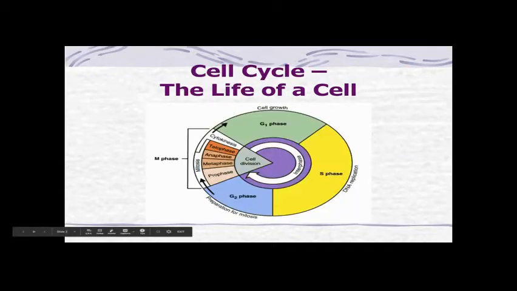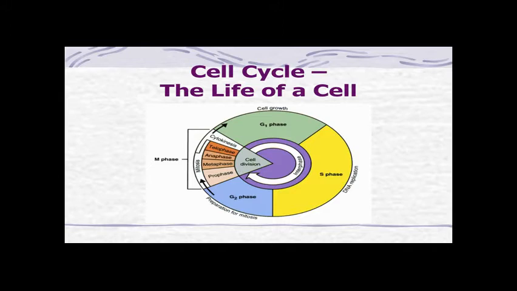The cell cycle refers to the life of a cell. And what this is showing us is that this cycle continues over and over. So the cell will go through these different stages, it will eventually divide, and then it will re-enter the cycle and continue doing this throughout its lifespan.